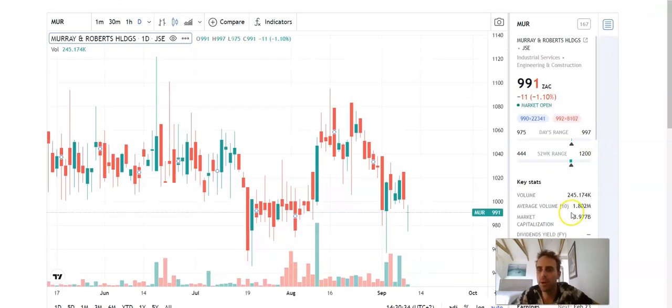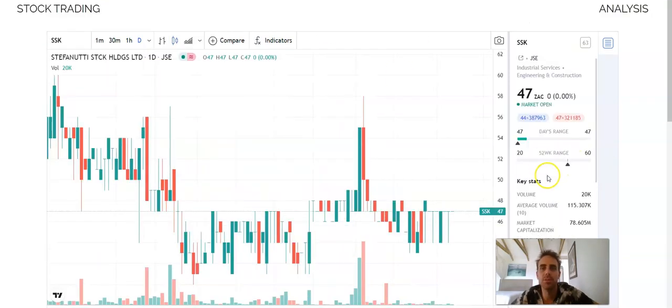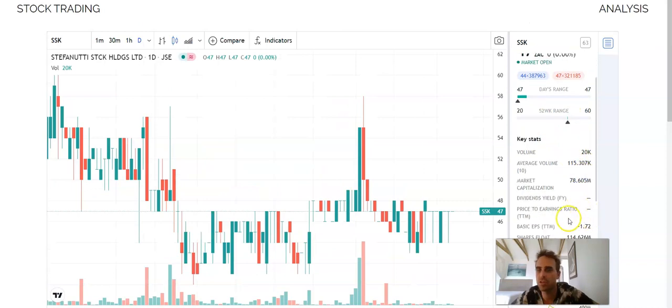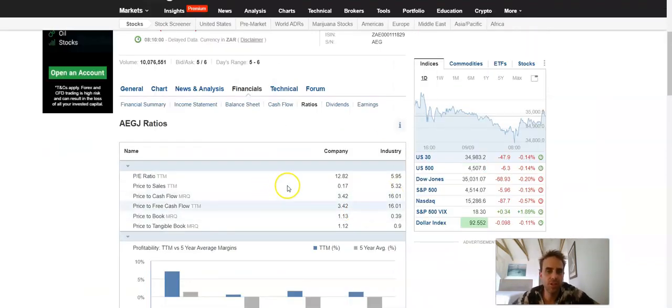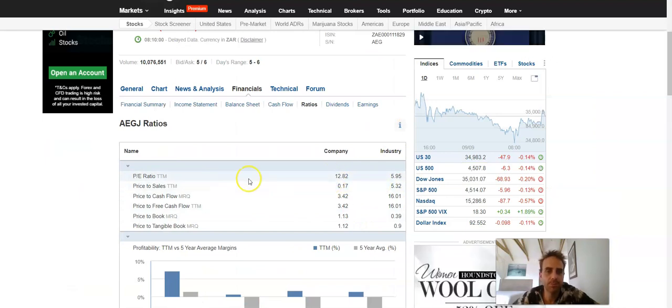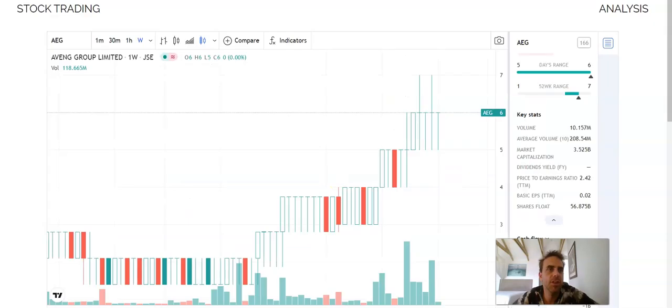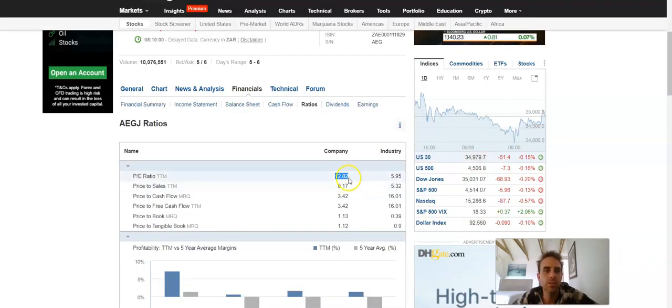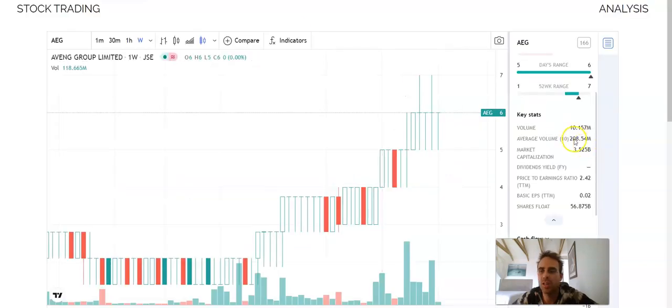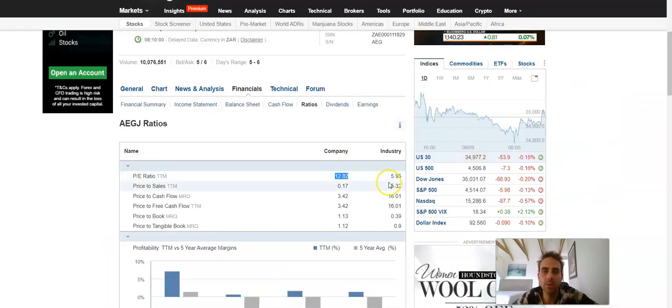The price to earnings ratio is really small, so that's a good sign. And if we look at Murray & Roberts' price to earnings ratio, they don't even have one at the moment. And then Stefanutti Stocks also don't have one. Not a good sign. If we just look at the price to earnings ratio, the industry is at 5. Investing.com is saying that AEG is currently sitting at 12, whereas TradingView says it's looking at 2.42. I'd have to do the calculation myself, but let's just put it somewhere in the middle. So the PE ratio is roughly the same as the industry, so that's not bad.